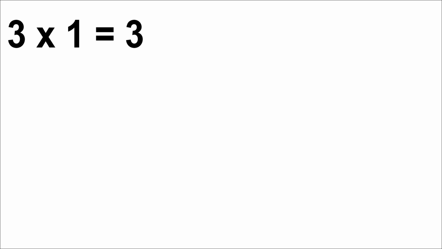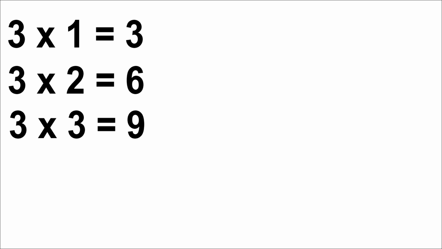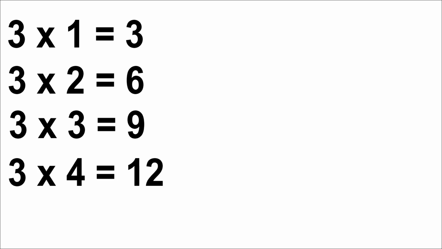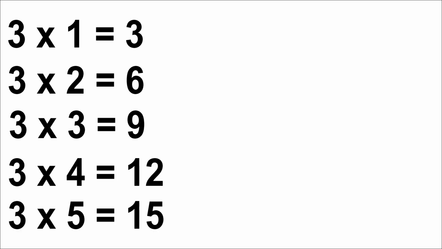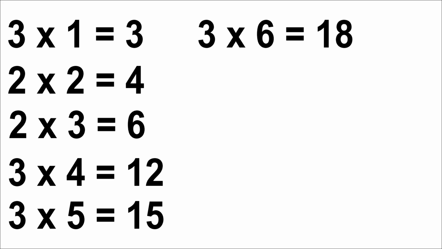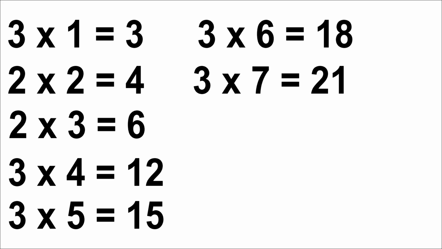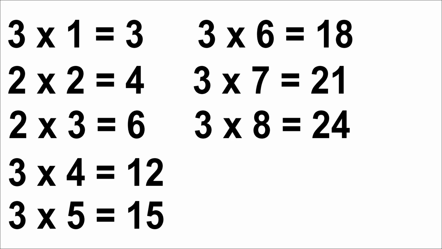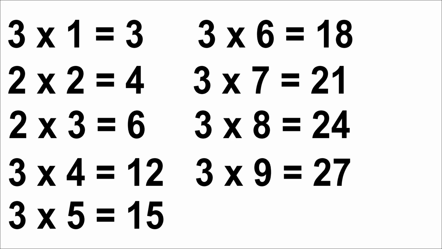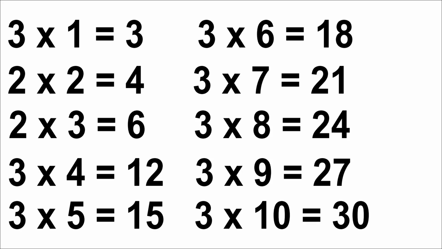Now multiplication of 3. 3 times 1 is 3. 3 times 2 is 6. 3 times 3 is 9. 3 times 4 is 12. 3 times 5 is 15. 3 times 6 is 18. 3 times 7 is 21. 3 times 8 is 24. 3 times 9 is 27. 3 times 10 is 30.